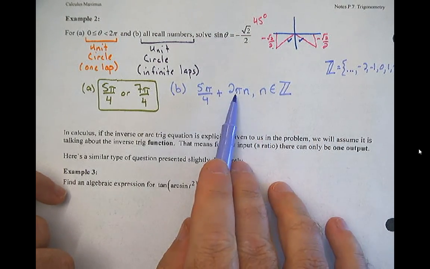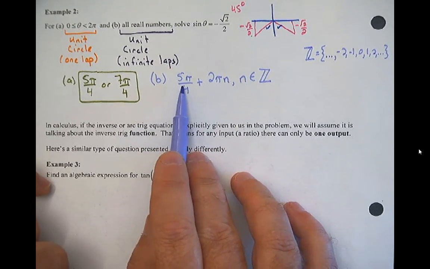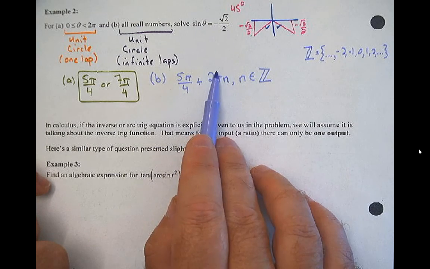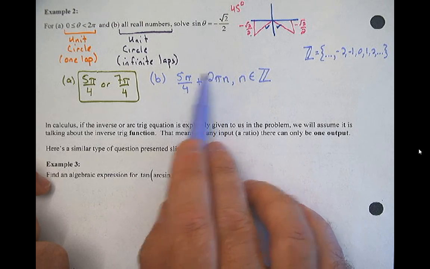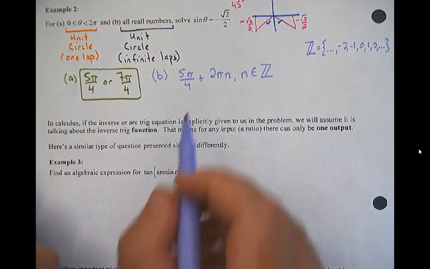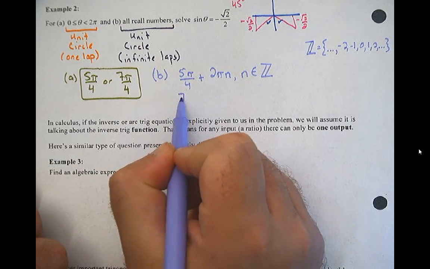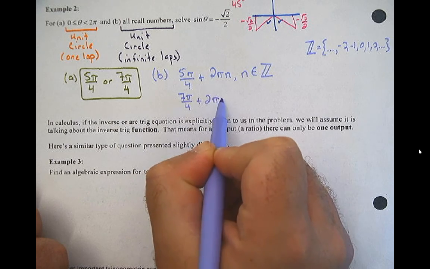So think about it. If I put a 0 here, that would just take me to 5 pi over 4. If I put a 1, it would take me one lap forward from 5 pi over 4. Then if I put a 2 in there, that would be 4 pi, which would take me another lap, and another lap, and another lap, so on and so on. So this is how we write up our solution set when it's more than just one term.